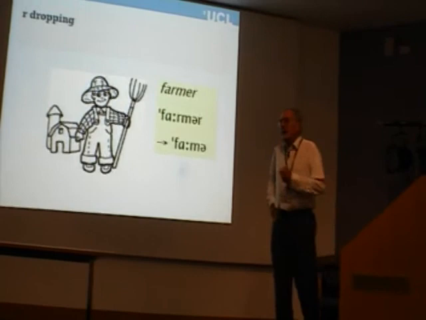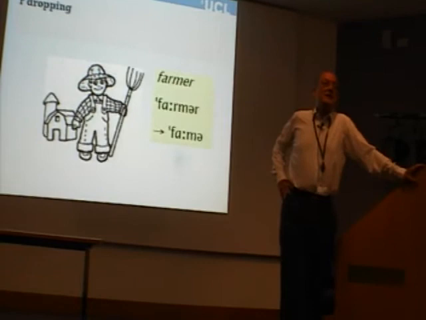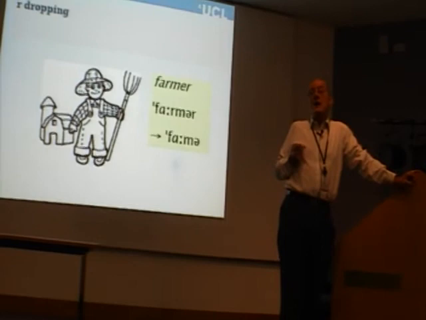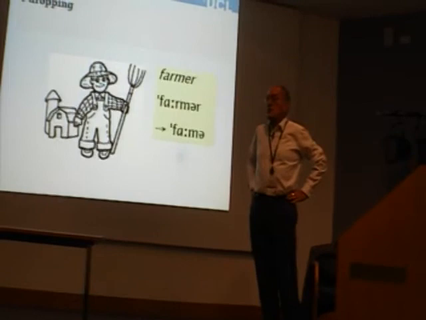Another historical development is R dropping. This is a sort of very important and far-reaching thing. In the earlier forms of English, everywhere, up to about 300, 400 years ago, there was an R pronounced wherever you see the letter R in the spelling.